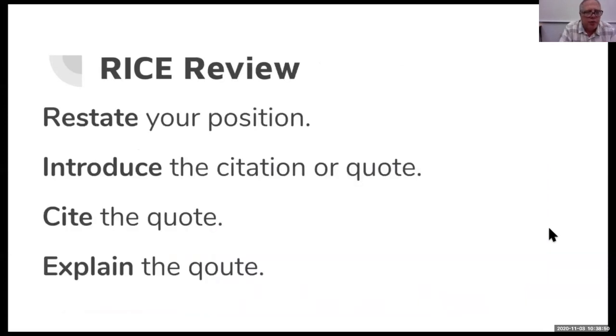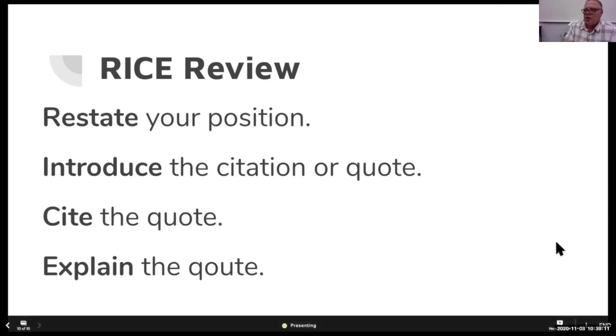Well, Rice review. Restate your position. That's one sentence. Introduce the citation or quote. That's the beginning of the second sentence. Cite the quote. That's the end of the second sentence. And explain the quote. Okay, you're going to use this, right?